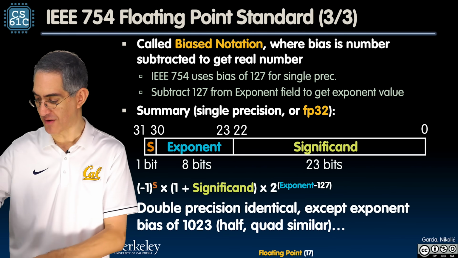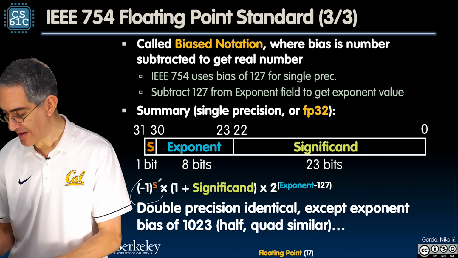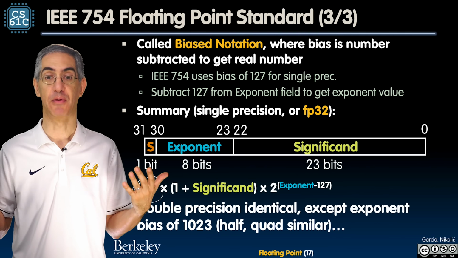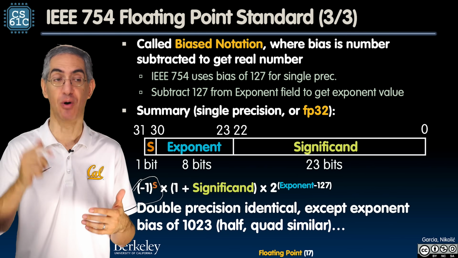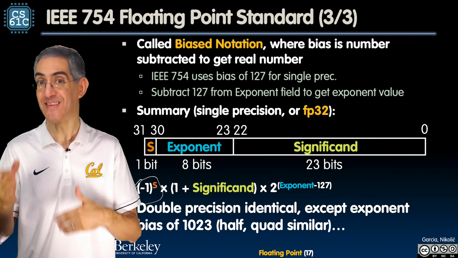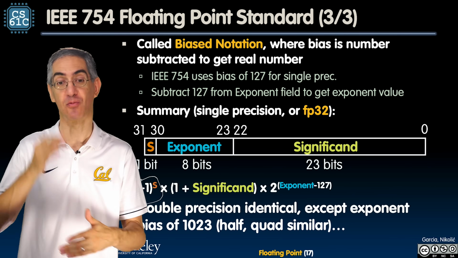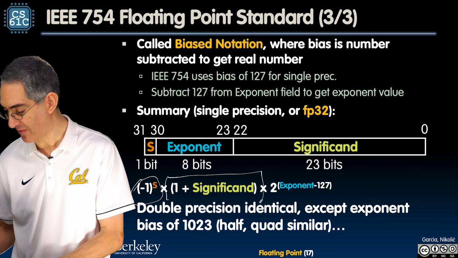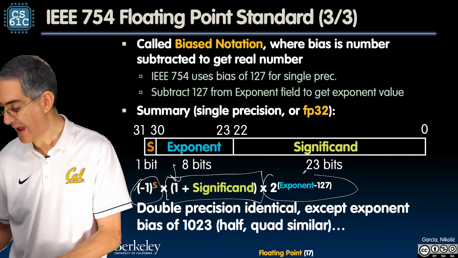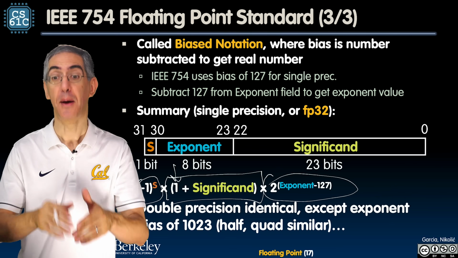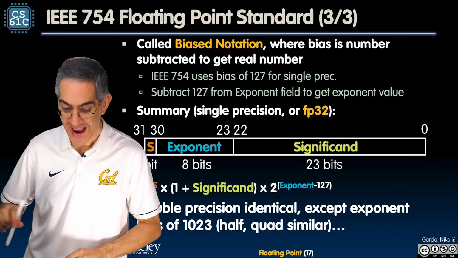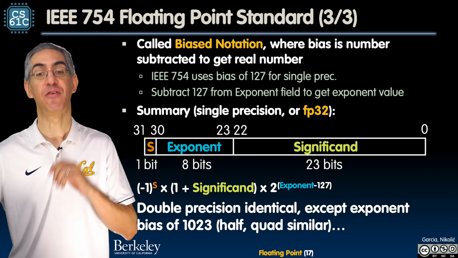Let's take a look at our equation now. This is actually a kind of interesting thing. Minus 1 to the s. When s is 0, minus 1 to the 0 is 1, so that's just a normal positive number. If s is 1, it's minus 1 to the 1, which is a negative number. So that's a cool way to think about the sign bit. It's minus 1 to the sign bit, times 1 plus significand. You remember this? There's the implicit 1. Times 2 to the exponent, whatever the raw value is, minus your 127 bias. That's it. Folks, that is the IEEE 754 floating point standard.